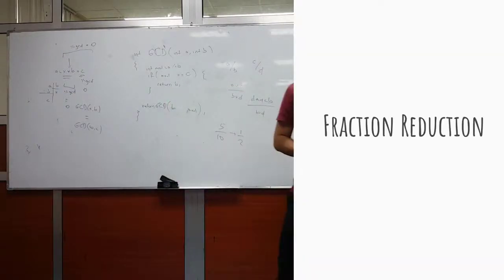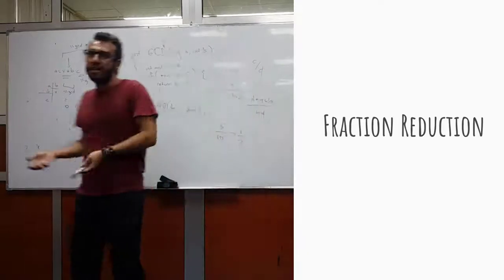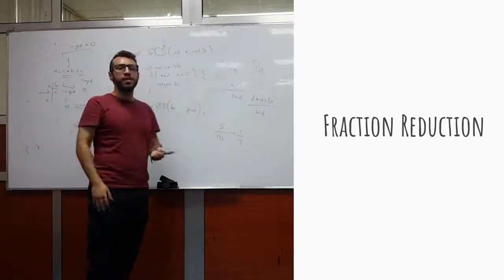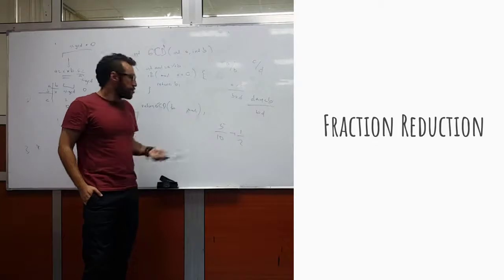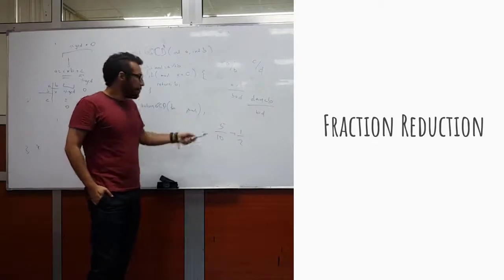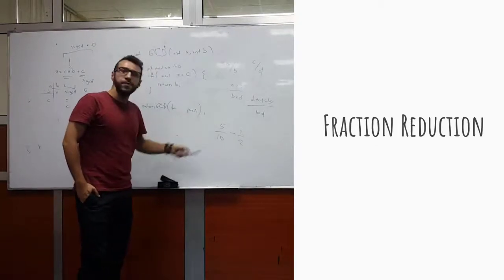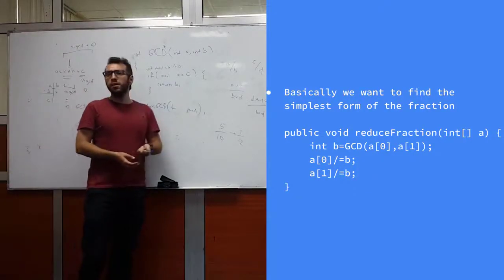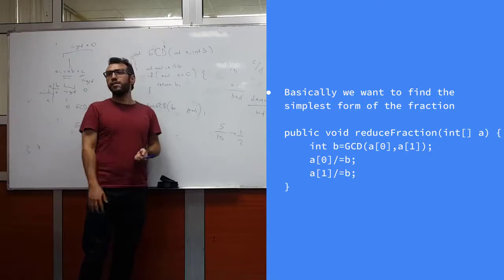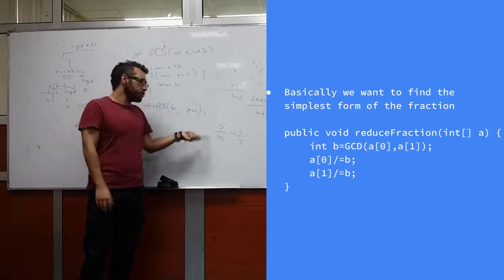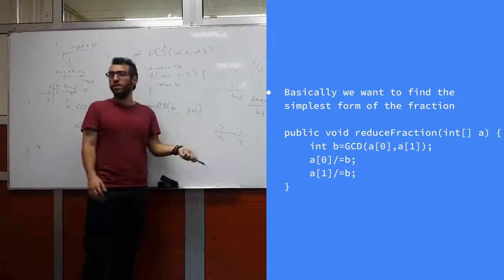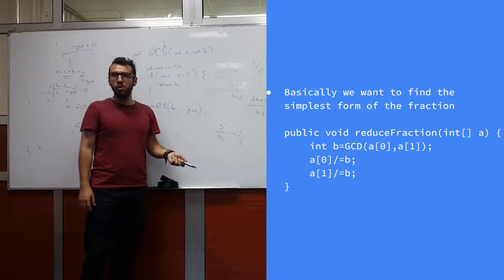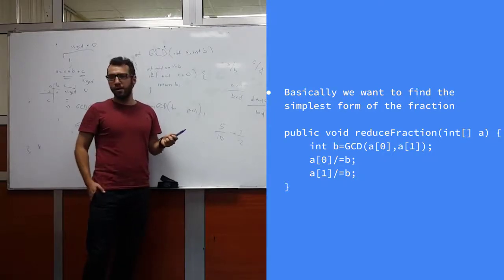For reduction, again, it's a very simple operation with the help of the functions that we defined before, right? So what we are saying is basically, if there is a common divisor between numerator and denominator, I want to divide them both with that number. Actually, the greatest common divisor, so that it's going to be turned into the simplest form. So, any questions up to this point so far?